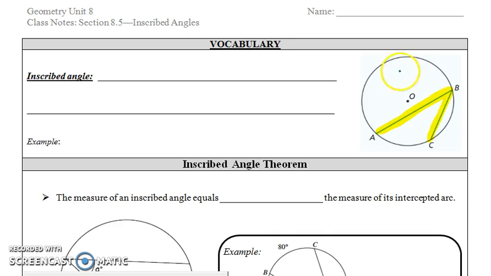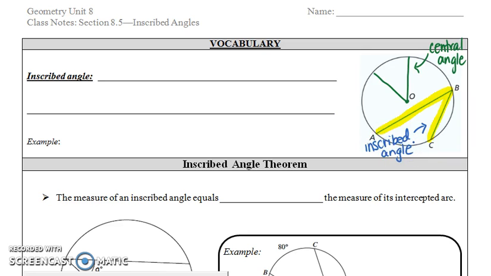Now this is different from a central angle. Remember, a central angle is formed by two radii, and the center or the vertex of that angle is sitting at the center of the circle. So this would be a central angle, and the one highlighted in yellow, this is your inscribed angle. So make sure that you don't confuse the two.